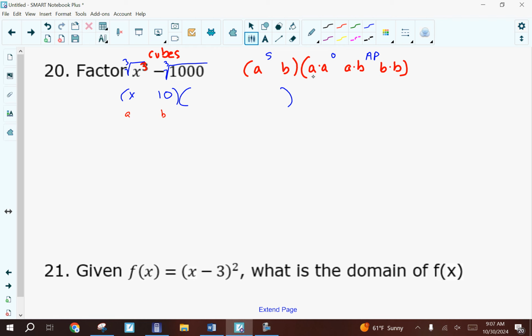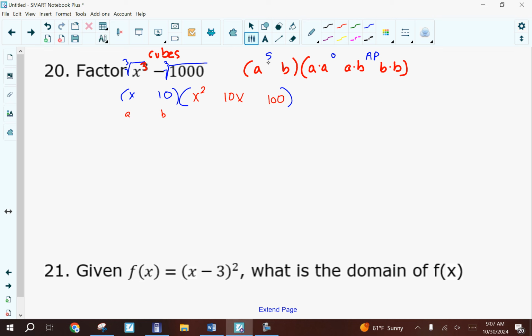So following this pattern, A times A would be x times x. So this would be x squared. Then following the pattern, A times B would be x times 10. So that's going to be 10x. And then if we follow the pattern for this last spot, it's B times B. So 10 times 10 is 100.